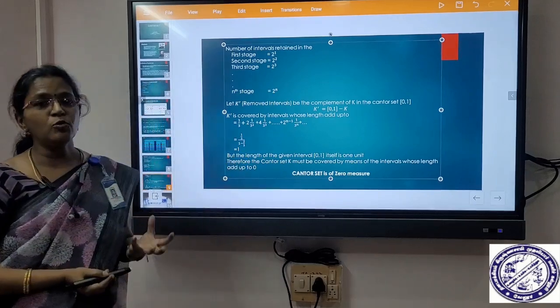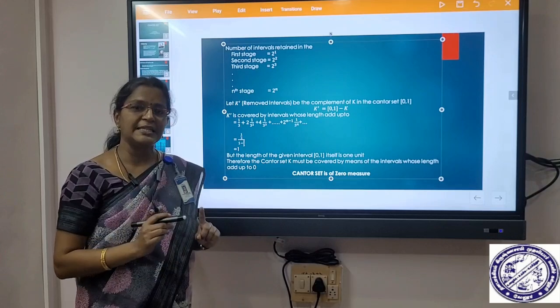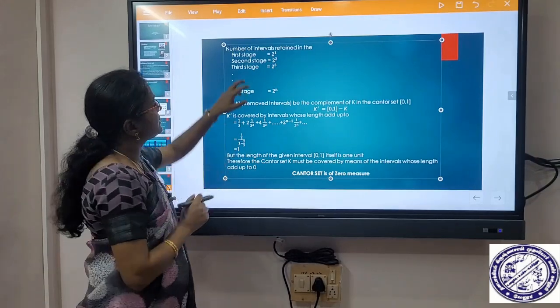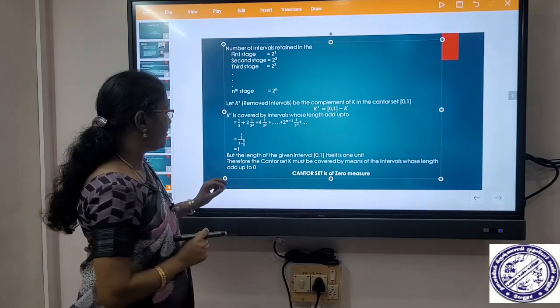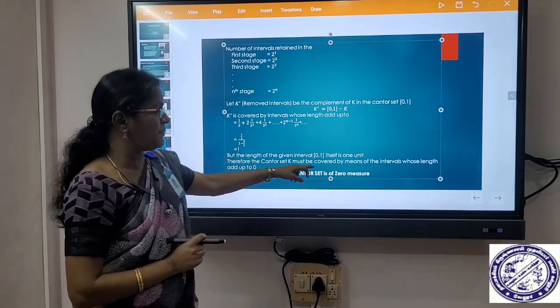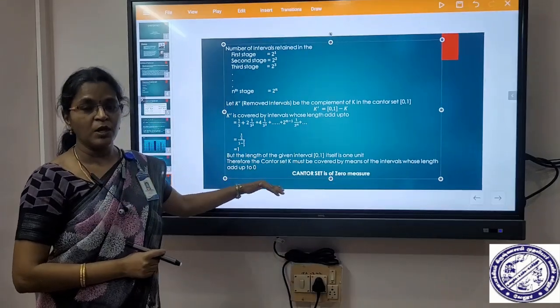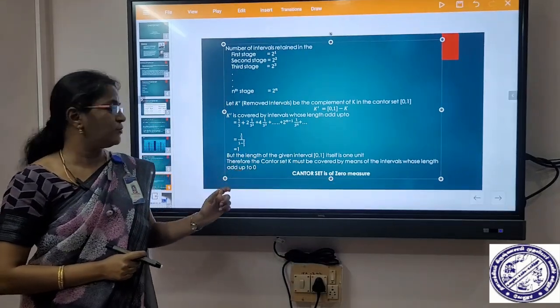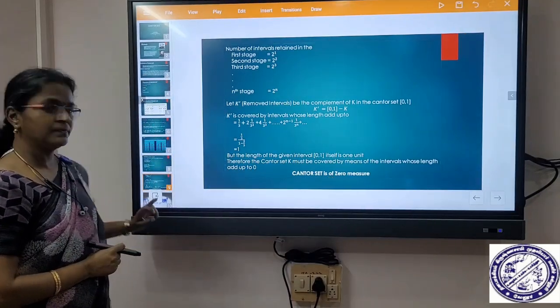So the length of the removed complement of the Cantor set is 1, but the original set itself has length 1. Consider 0 to 1; the length of the given interval itself is 1. Therefore the Cantor set K must be covered by intervals whose lengths add up to 0. So the length of the Cantor set is 0. Therefore the Cantor set is of 0 measure. Thank you.